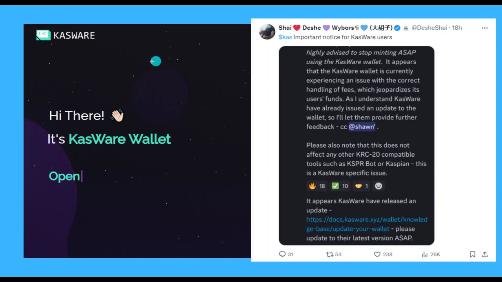One of the issues then that happened was with the Kasware wallet, and as Shaidesh shared, it's just important notes for Kasware wallets that it's highly advised to stop minting on the Kasware wallet. It appears that Kasware wallet is currently experiencing an issue with the correct handling of fees, which jeopardizes users' funds, and try to get further feedback.